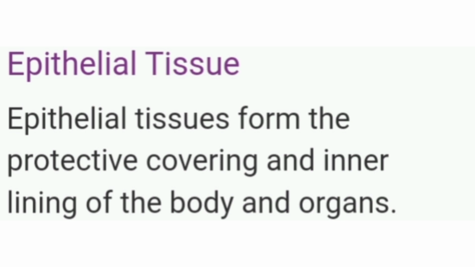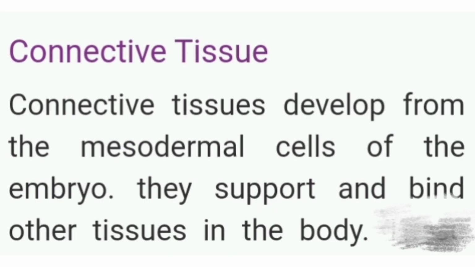First one, epithelial tissue. Epithelial tissues form the protective covering and inner lining of the body and organs. Second one, connective tissue. Connective tissues develop from the mesodermal cells of the embryo. They support and bind other tissues in the body.